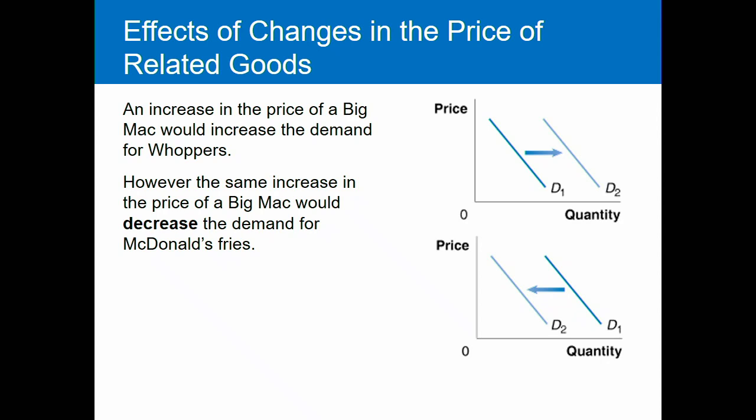So that's for substitutes. Now for complements, if you increase the price of a Big Mac, that's going to decrease the demand for McDonald's fries. Again, because these are always purchased together. Now that that Big Mac is more expensive, you're going to purchase fewer Big Macs. You're also going to purchase fewer McDonald's fries to go along with it.